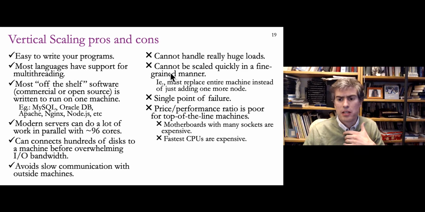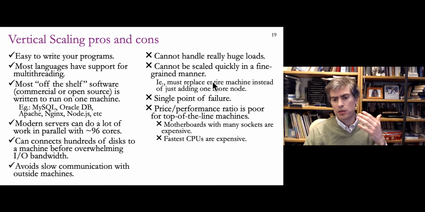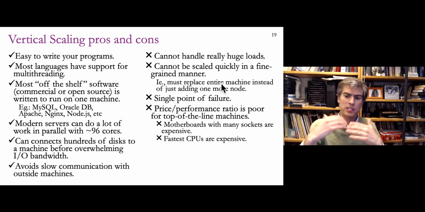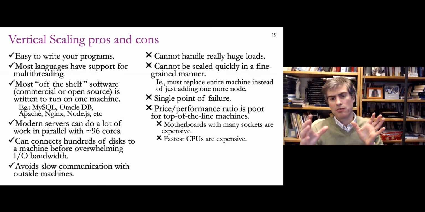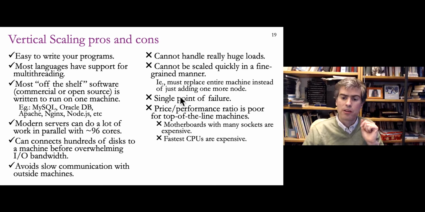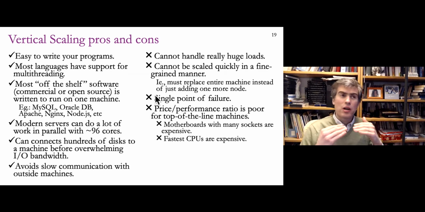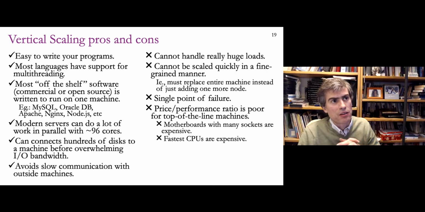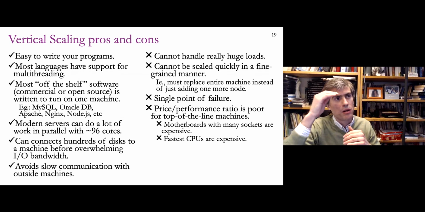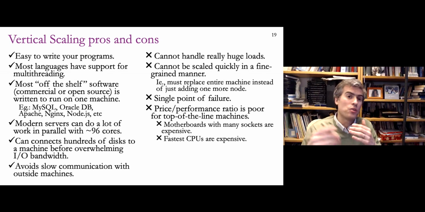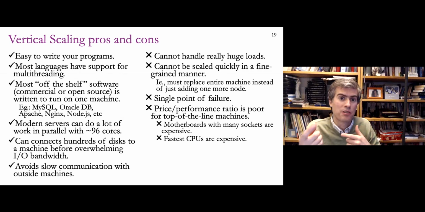Another downside with vertical scaling is you can't quickly scale vertically. You have to reboot your machine if you're going to change its size. Horizontal scaling can be a little faster because you can add machines more quickly. You often have a single point of failure with these single machine designs, and the price performance ratio actually is pretty poor for top of the line machines. As you try to get the absolute best performance out of a computer, at some point you get to a scenario where you're paying a lot of money for just a small percentage. You might have to pay twice as much for a computer that's only 20% faster.